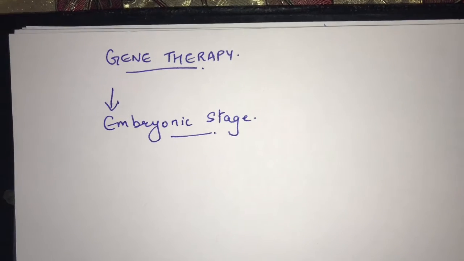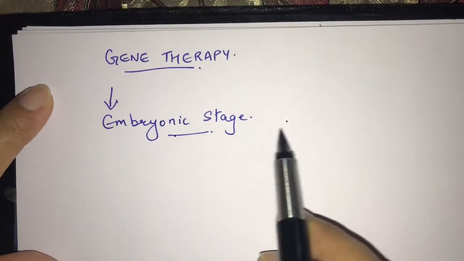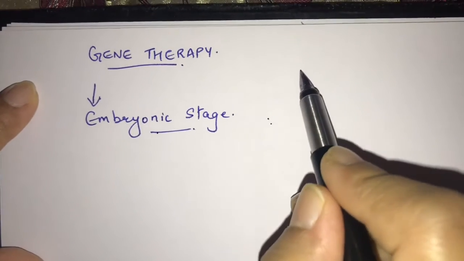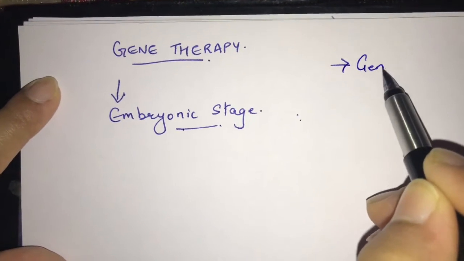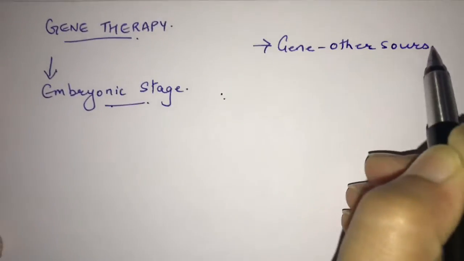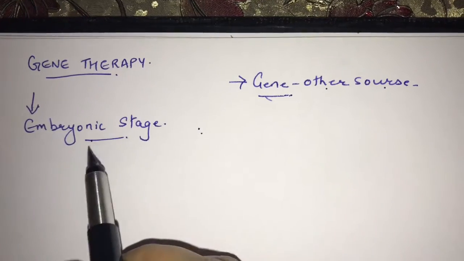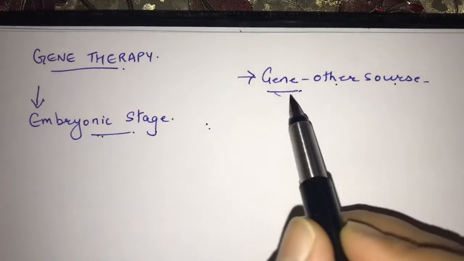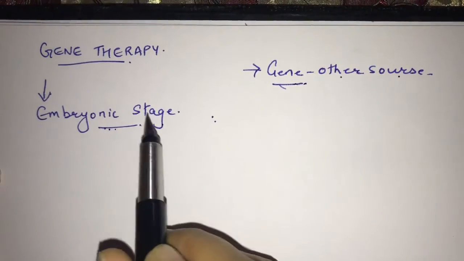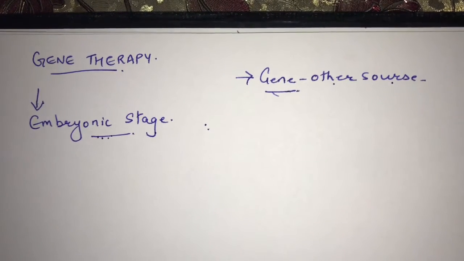So if some gene in the embryonic stage is non-functional, then it is treated with a gene from any other source. The gene which is normal and extracted from the other source is included in the embryonic stage, then it will compensate for the loss of that non-functional gene and it will be permanent.